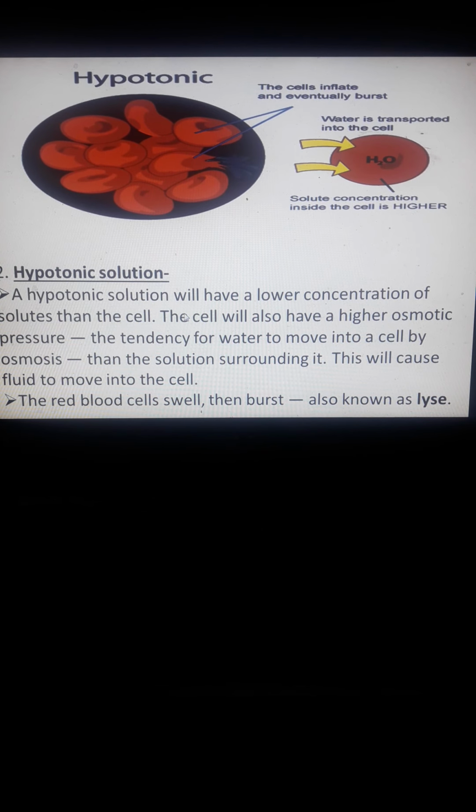Next, we have hypotonic solution. Hypotonic solutions have a lower concentration of solute than the cells, so the cells have higher osmotic pressure. The tendency of water is to move into the cells, because the solution surrounding them has a lower concentration of solute. So the red blood cells swell, then burst, which is also known as lysis. The water is transported into the cells, and the solute concentration inside the cell is higher.